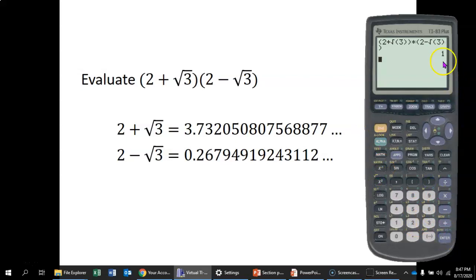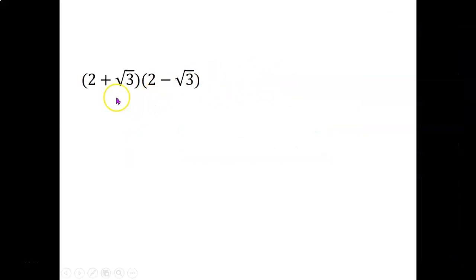And it says that that's 1. Who would have thought? Well, what happens if we multiply this out by hand, just using our powers of algebra? Think FOIL method, or just think like difference of two squares.